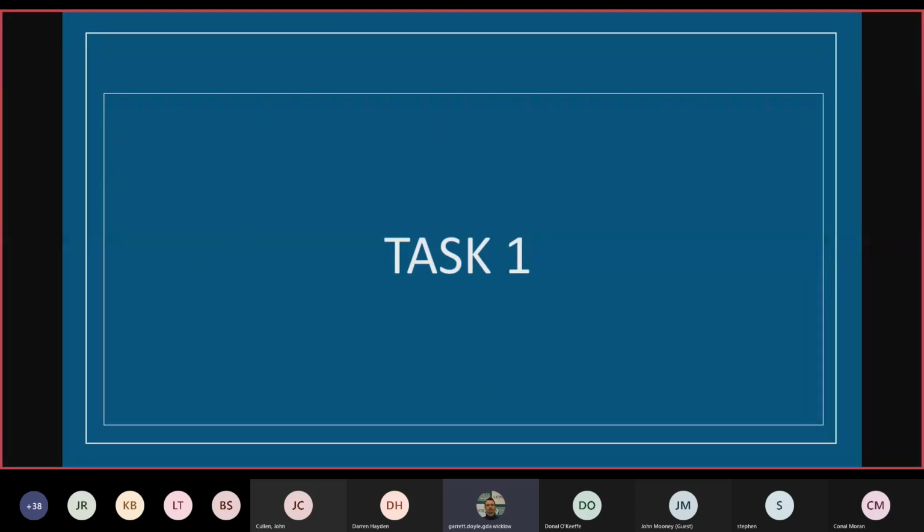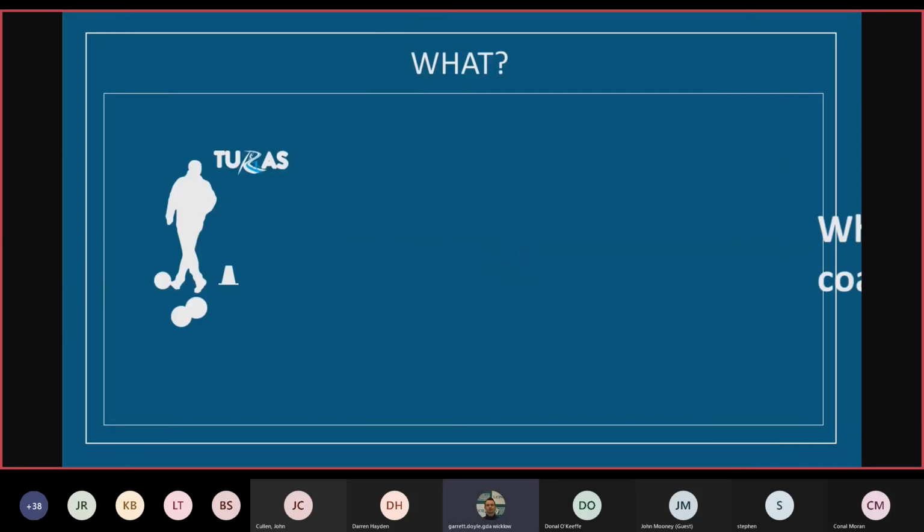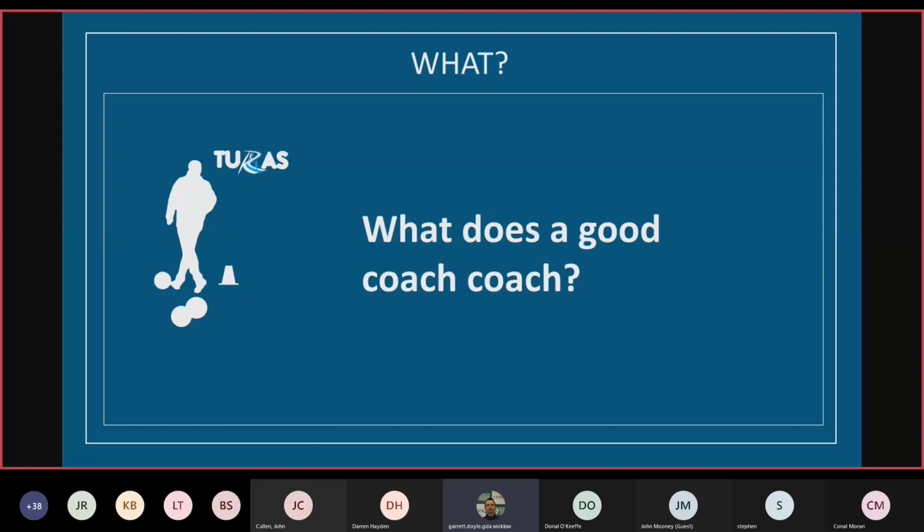So just a small task here, just think to yourself, what does a good coach coach? So what is it that they need to coach in the players to improve them? And is it more than one thing? Is it a list of things? So you can be coaching the wrong thing or the right thing. So what does a good coach coach?